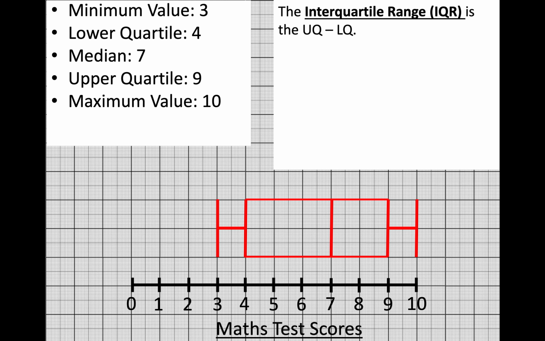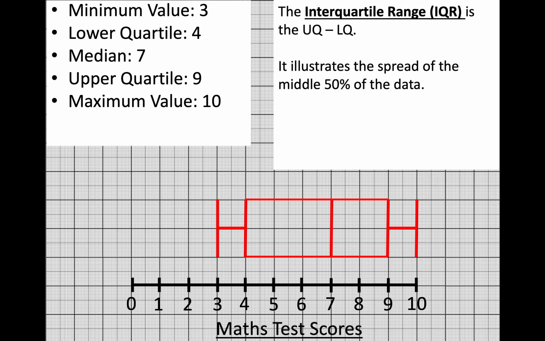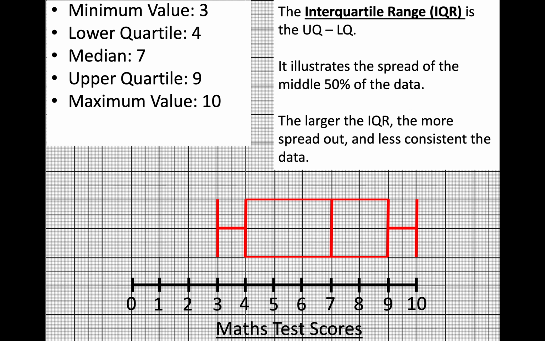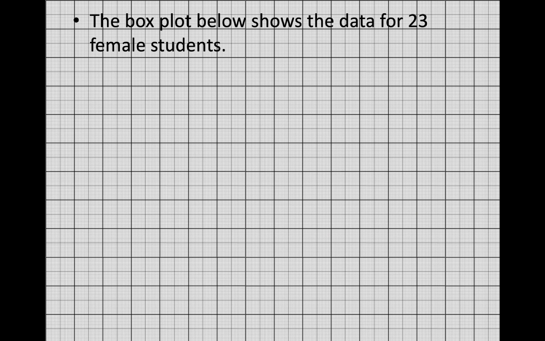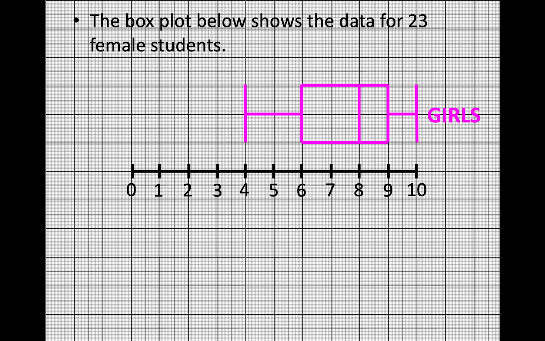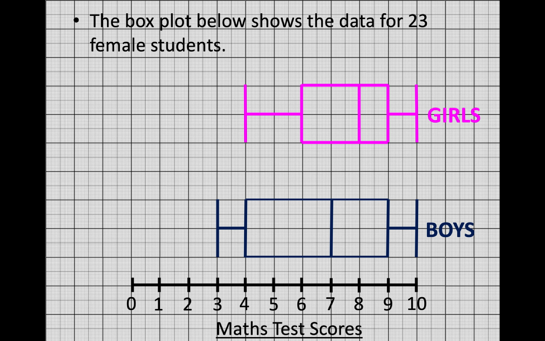Now the interquartile range is your upper quartile minus your lower quartile. And remember, that's the middle 50% spread. So in this case, you'd say it was 9 take away 4. So here the interquartile range would be 5. What about here if we did female students? So we've got a box plot for 23 female students. How do they compare to the boys?